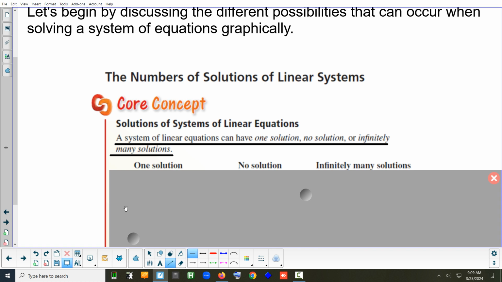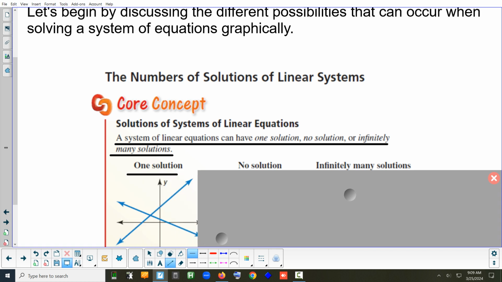Okay? The method doesn't matter, but we're going to look at it graphically so you can see what each of these looks like. Would infinite solutions be like one line is directly above another line going in the same exact direction? Yep, that's exactly what infinite would be. Two lines right on top of each other. So the one solution, that's what we've done a lot this week.